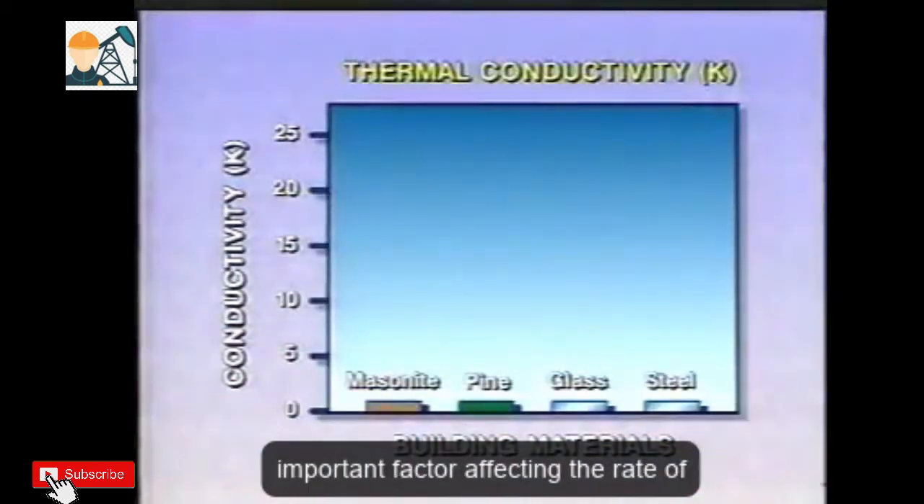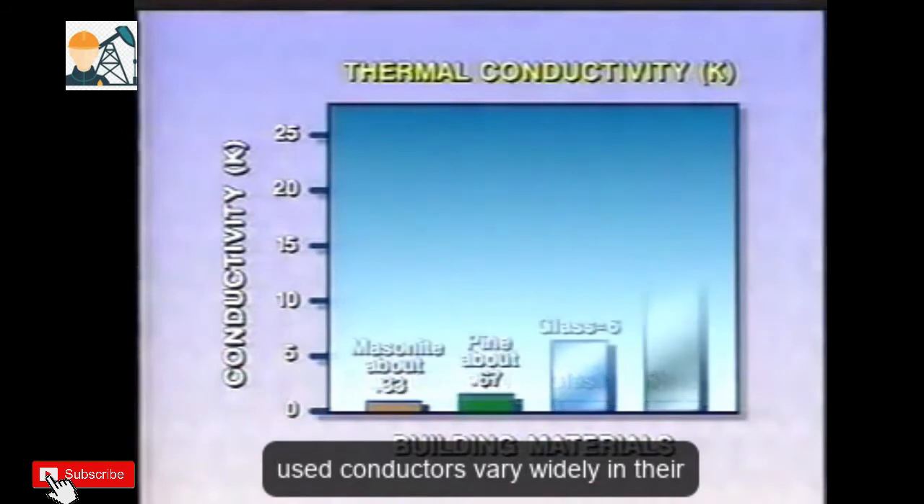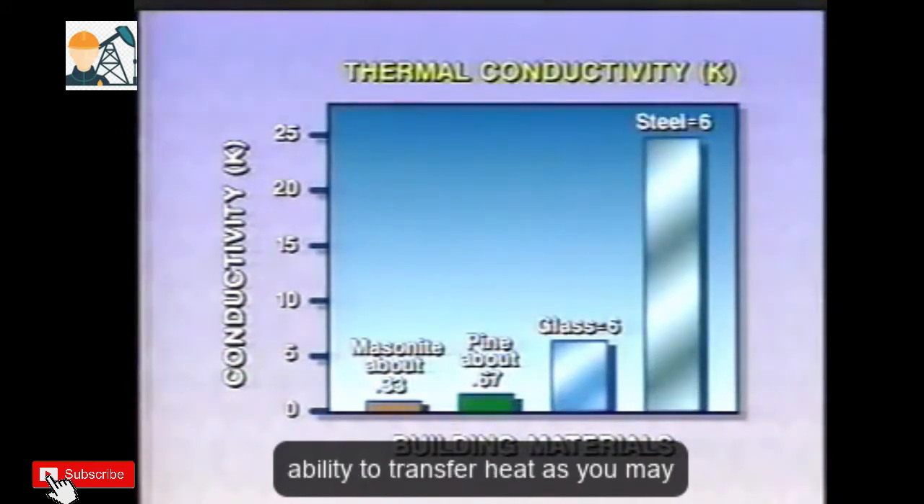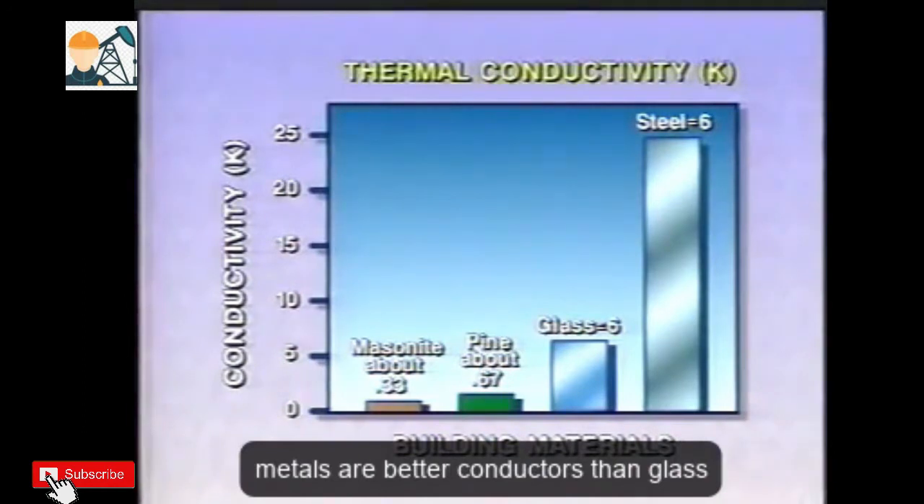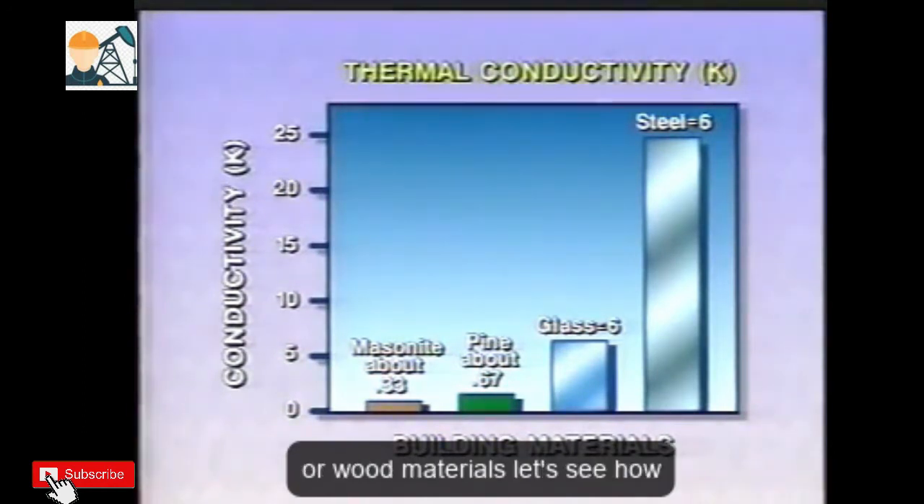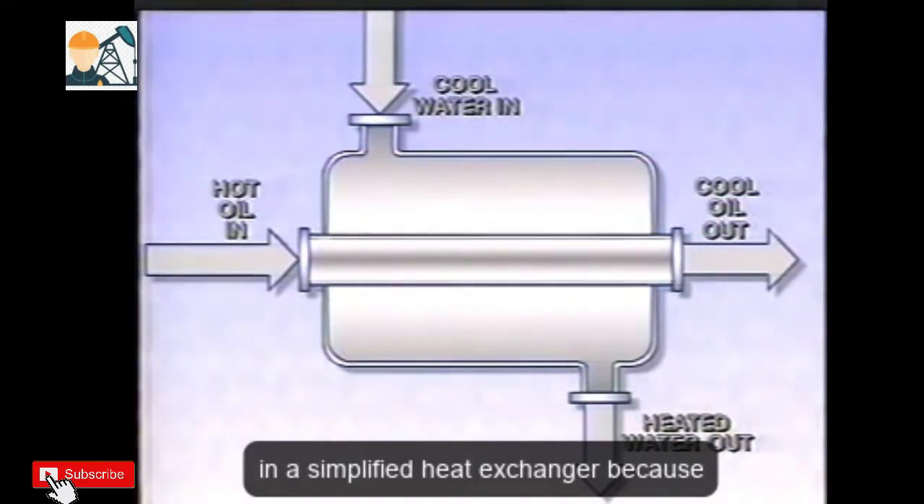In conduction, an important factor affecting the rate of heat transfer is the type of conductor used. Conductors vary widely in their ability to transfer heat. As you may expect, metals are better conductors than glass or wood materials. Let's see how conduction and convection work together in a simplified heat exchanger.